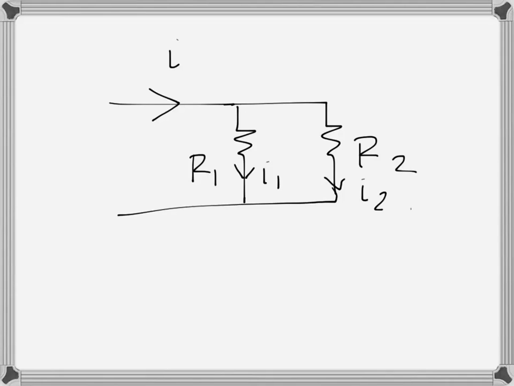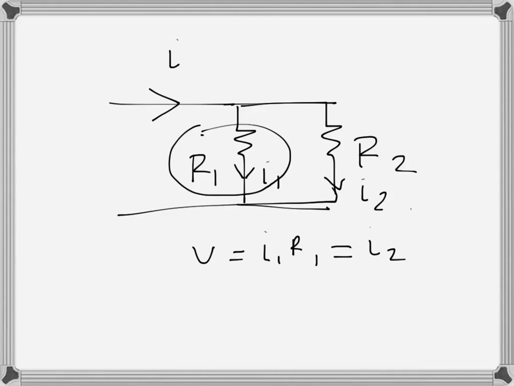When current divides into two parallel paths, there is a rule called the current divider rule, which says how the currents will be divided. It comes from the fact that, because these are two parallel branches, the voltages will be the same. So basically, if the voltage is V, that will be I1 R1 or I2 R2.